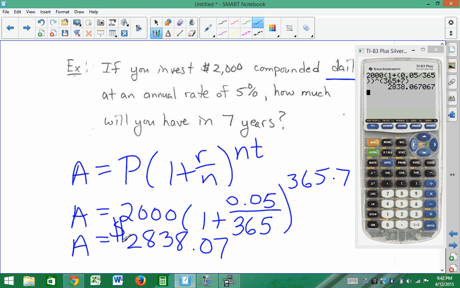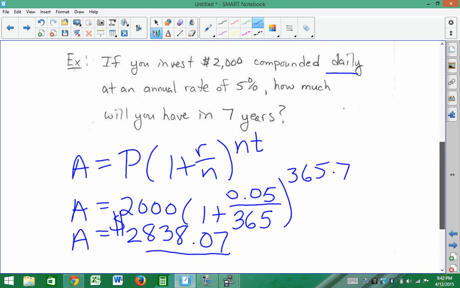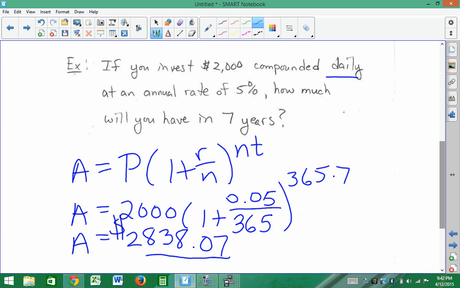So we're getting 2,838.07. Pretty cool if you were able to put $2,000 in a bank, don't touch it for 7 years, at 5% interest. The bank actually gives you back $838.07 for pretty much doing nothing except just breathing. So, all right, that's it. That's all I have for you today, and good luck on your homework.